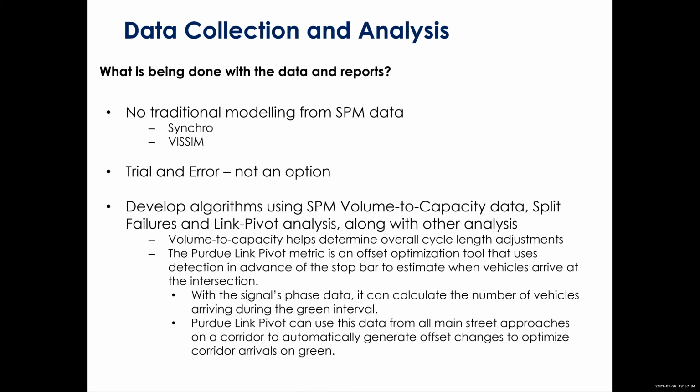The link pivot metric is an offset optimization tool that uses all the detection data, most of the stop bar and advanced, to determine split utilization as well as offset adjustment in order to better manage the intersection. Not only does the link pivot analyze each individual intersection, but it analyzes what effect changes at one intersection will make on another intersection. So it actually analyzes the whole arterial and then continues making adjustments until it can fine tune the whole arterial for the best operation.